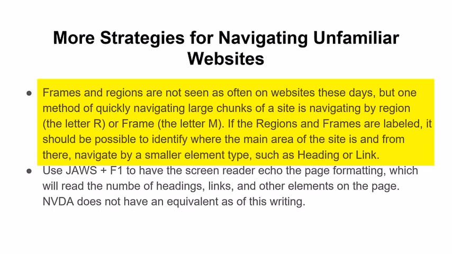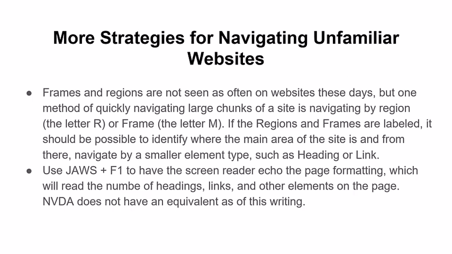If regions and frames are labeled, it should be possible to identify where the main area of the site is from the label, and then navigate by a similar element like a heading or a link within that larger chunk. That happens a lot with websites that have a lot of advertisements. A lot of times you can press R to navigate past that advertisement region and into a different region. And as I previously mentioned, JAWS plus F1 will have the screen reader echo page formatting. NVDA doesn't have an equivalent as of the moment.